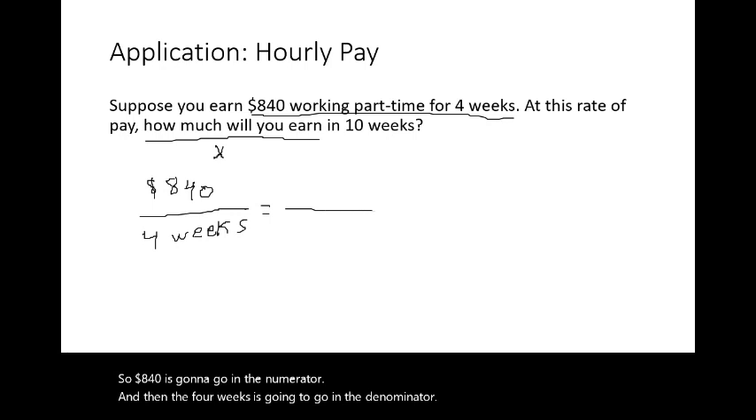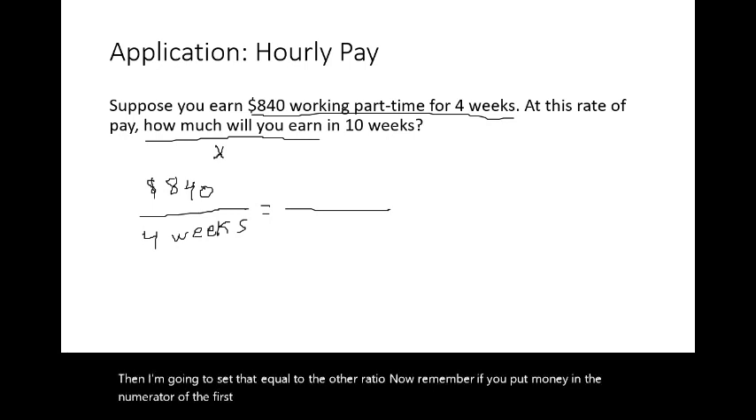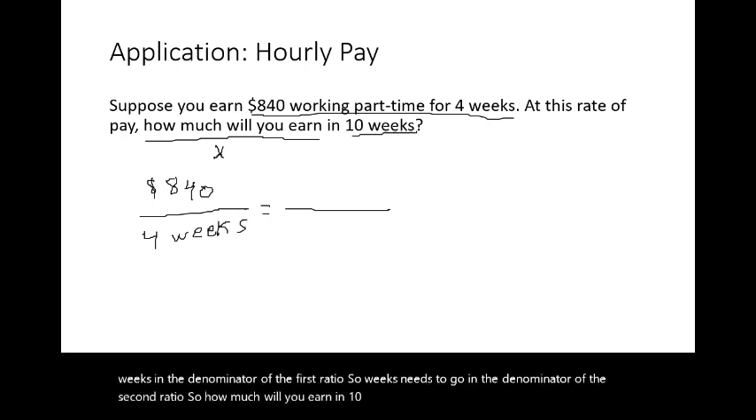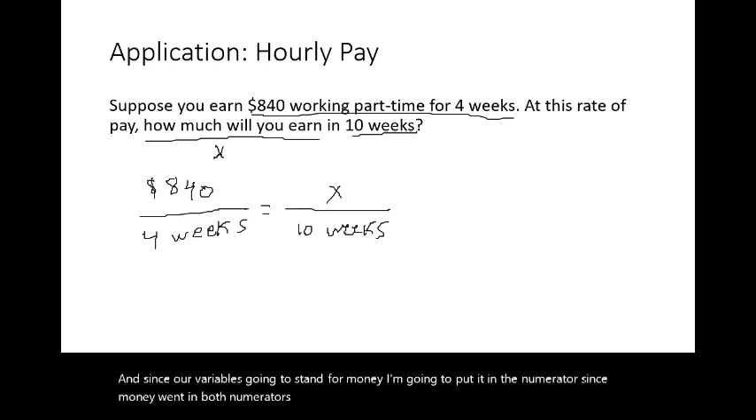Then I'm going to set that equal to the other ratio. Now remember, if you put money in the numerator of the first ratio, money needs to go in the numerator of the second ratio. We put weeks in the denominator of the first ratio, so weeks needs to go in the denominator of the second ratio. So how much will you earn in 10 weeks? So I'm going to put the 10 weeks in the denominator, and since our variable is going to stand for money, I'm going to put it in the numerator since money went in both numerators and weeks went in both denominators.